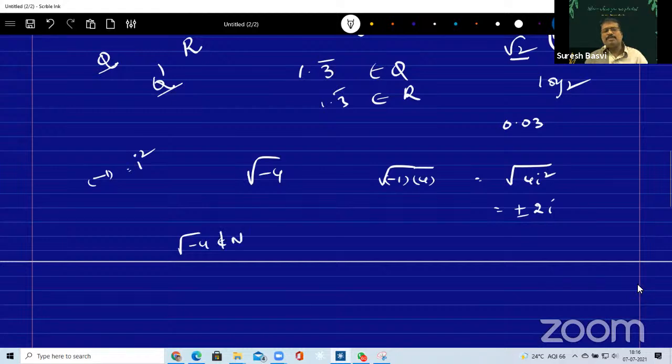So we can write easily: root -4 does not belong to N, root -4 does not belong to W, and root -4 does not belong to R. Root -4 belongs to complex numbers.